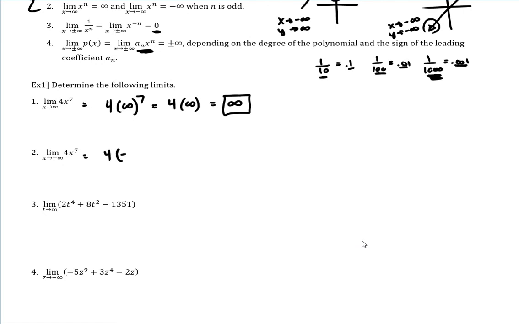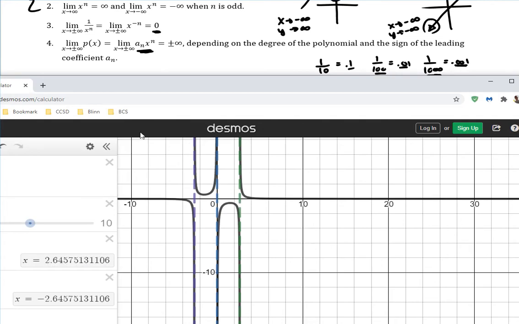Anyway, and then with this one, just to show it, 4 times negative infinity to the 7. Well, negative to the 7 is still negative. However, infinity to the 7, we would still write as infinity. And then 4 times a negative infinity would stay negative infinity. Okay, so there's that. And just to show it, let's use the calculator.